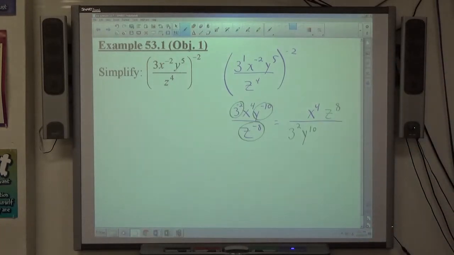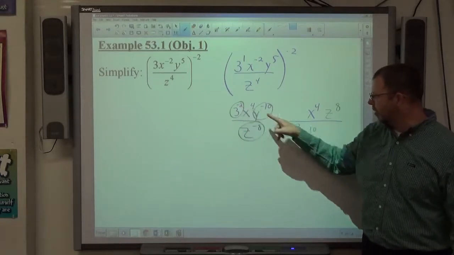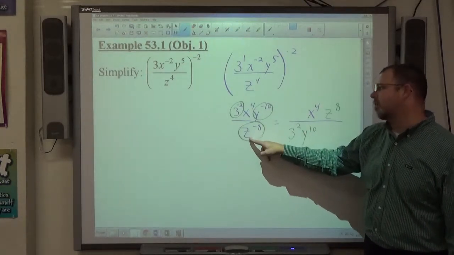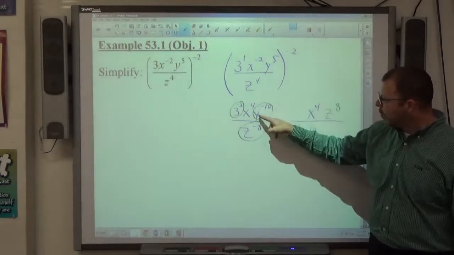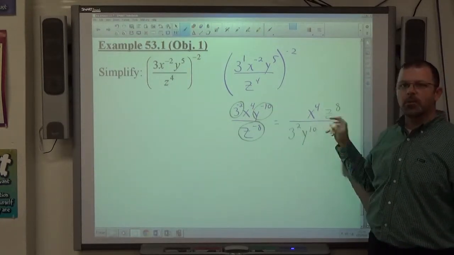So the 3 things in green there got moved. Once I moved them where they belong, the powers became positive. When you move things, the base moves with the power. So 3 is the base, moves with the negative 2 power to the bottom, 3 to the positive 2 power. Z is the base, the negative 8 power moves to the top, Z to the positive 8, Y to the negative 10 moves, Y to the positive 10. X to the 4 stayed right on where it was on top.